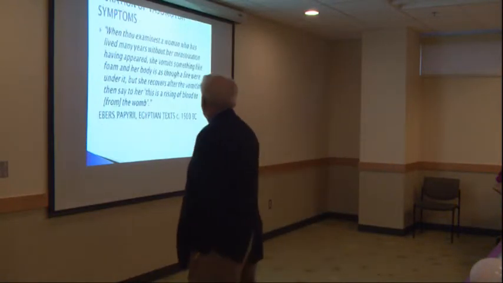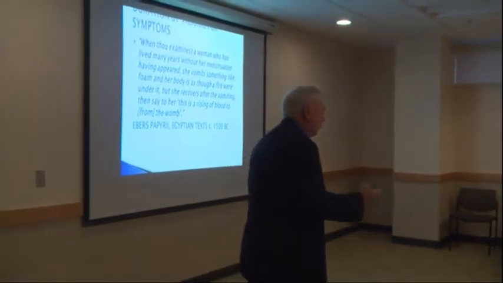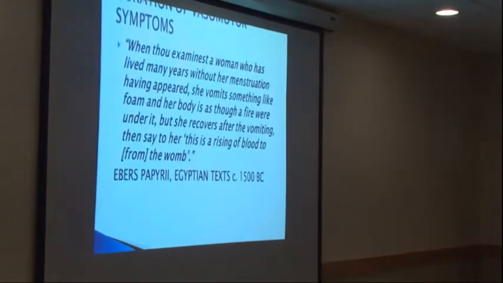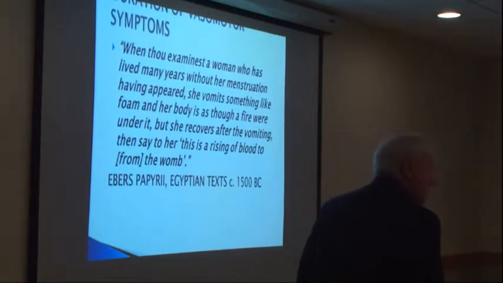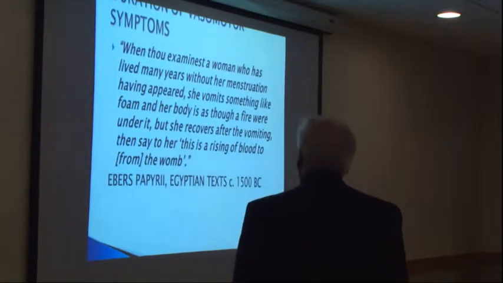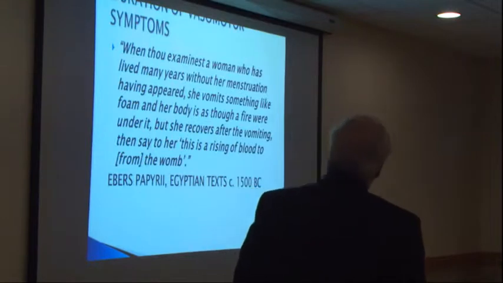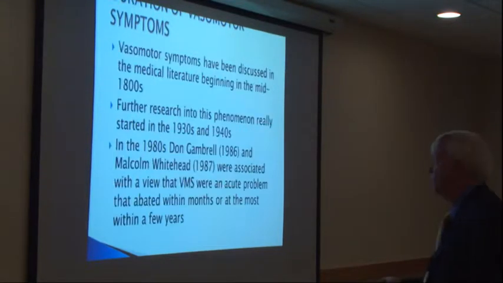All of you know that I am a historian, so of course you know I'm going to find some type of historical fact. In fact, the first part of this lecture will be basically looking at history. This is from the 1500s BC, and it says very politely, "She recovers after the vomiting, then say to her, 'This is rising of blood from the womb.'" In other words, she's having a hot flash that's causing nausea and, in this patient, vomiting, which does occur, by the way. I've had patients have significant problems.